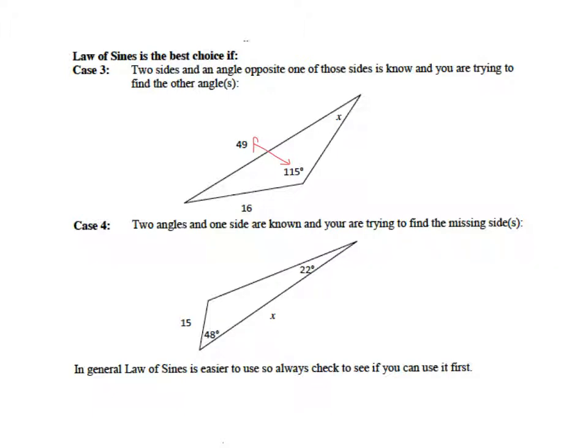For cosine law, you're not going to have that. You're not going to have a side angle pair opposite each other. But this one, yeah, two side lengths and one angle, then you can use the sine law to find the other angle. Or case 4, two angles and one side are known, and you're trying to find the missing side. But again, we're looking for that pair. 15 and 22, that's a pair, opposite angle side pair, but two angles and one side length. Then you use the law of sines.